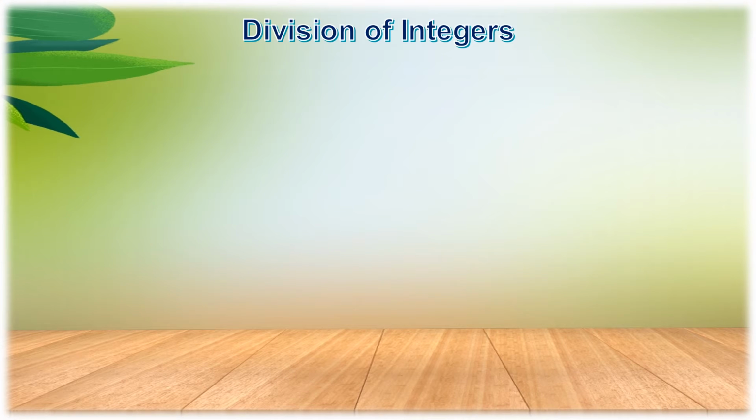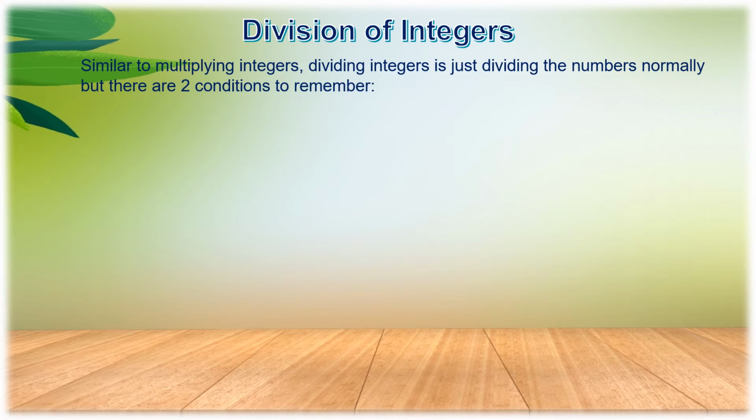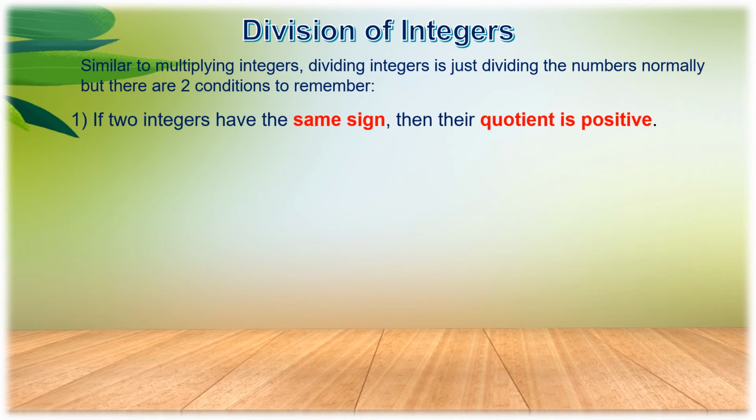Now let us have division of integers. Similar to multiplying integers, dividing integers is just dividing the numbers normally, but there are two conditions to remember. Let us read all together. If two integers have the same sign, then their quotient is positive.